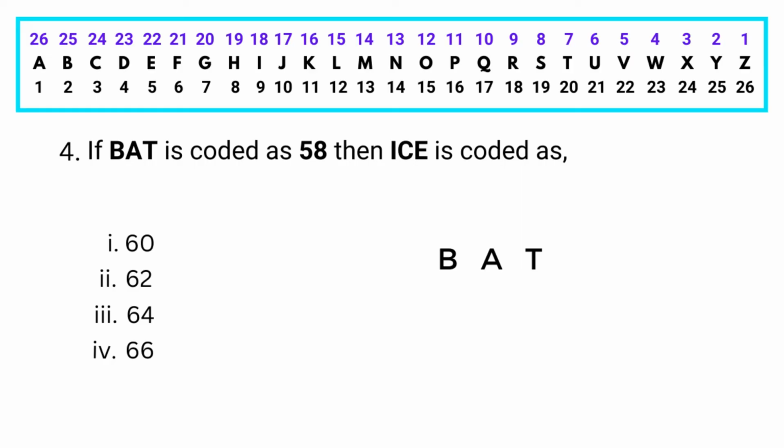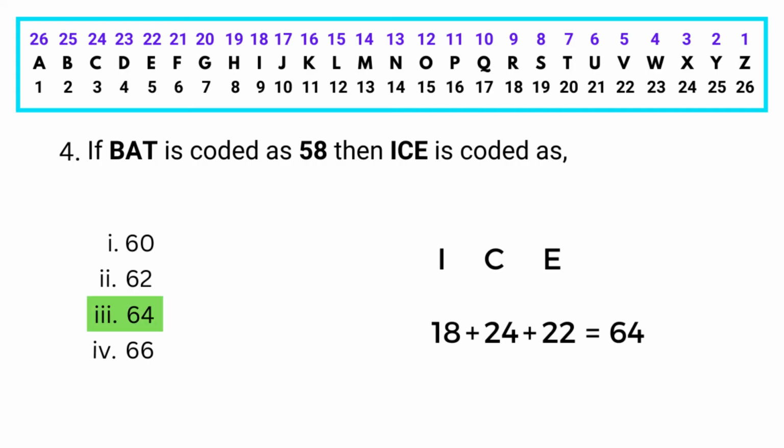Now let's take the reverse positions of these letters. The reverse position of B is 25, the reverse position of A is 26 and T is 7. We add this together and we get 58. So that's the coded pattern. Now let's take ice. The reverse position of I is 18 and the reverse position of C is 24 and E is 22. We add this together and we get 64. So this is the answer.